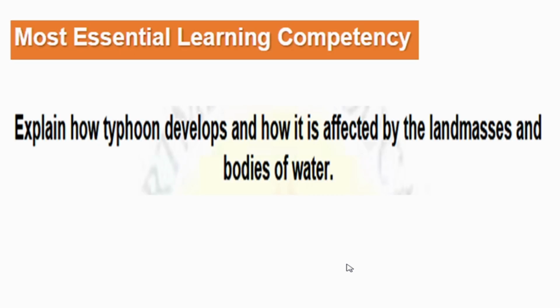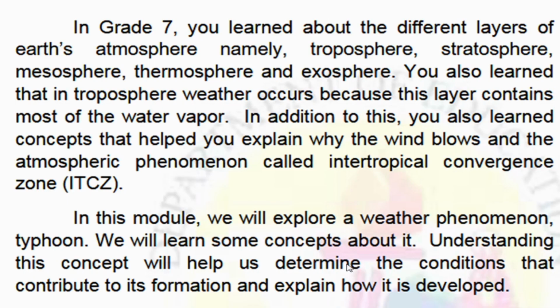So the most essential learning competency: explain how typhoons develop and how it is affected by the land masses and bodies of water. In grade 7, you learned about the different layers of Earth's atmosphere, namely troposphere, stratosphere, mesosphere, thermosphere, and exosphere. You also learned that in the troposphere, weather occurs because this layer contains most of the water vapor. In addition to this, you also learned concepts that help you explain why the wind blows and the atmospheric phenomenon called Intertropical Convergence Zone or ITCZ.